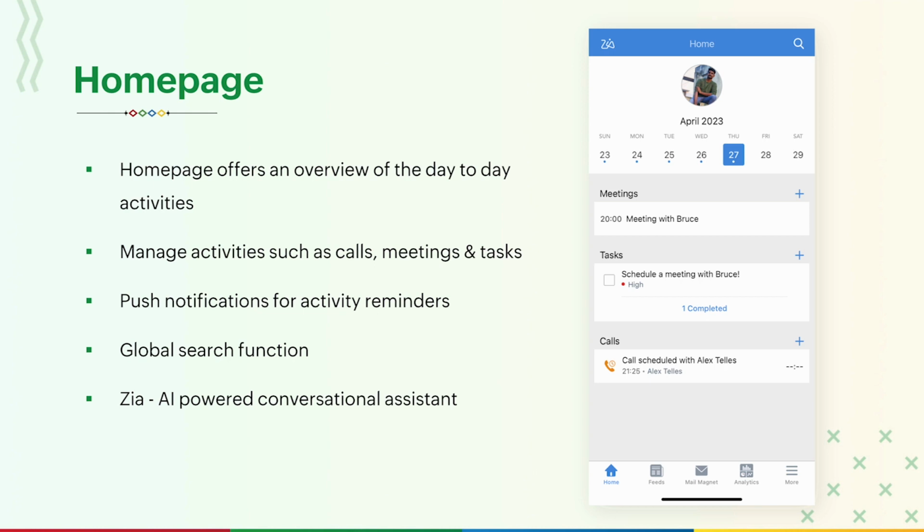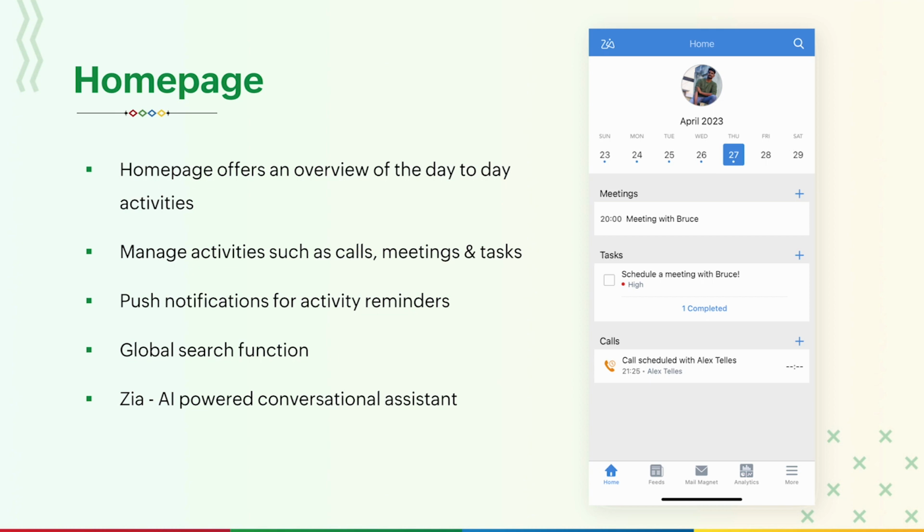The weekly calendar strip. The weekly calendar strip available at the top can be used to navigate across different dates to view or create an activity on that particular date, and the dot symbol at the bottom of the date in the calendar denotes the presence of an activity.